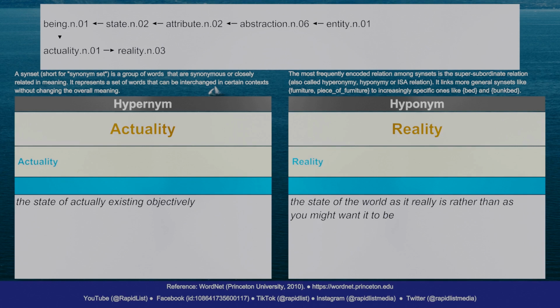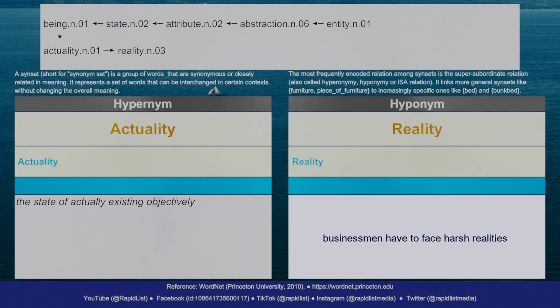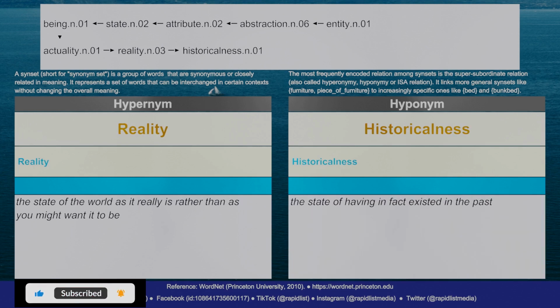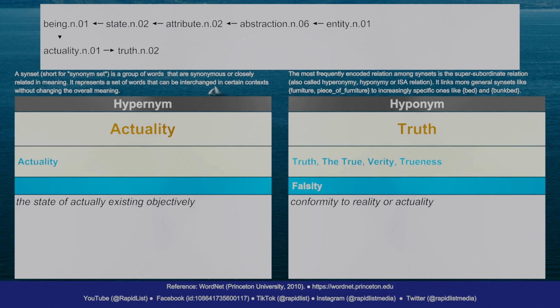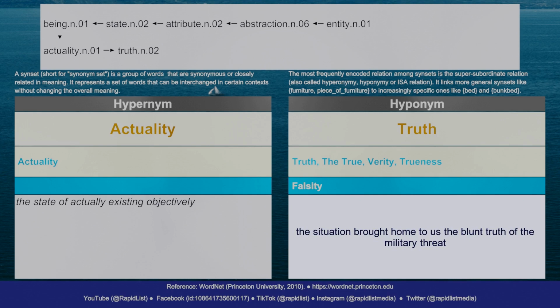Reality. The state of the world as it really is rather than as you might want it to be. Businessmen have to face harsh realities. Historicalness. The state of having in fact existed in the past. Truth. Conformity to reality or actuality. The situation brought home to us the blunt truth of the military threat.